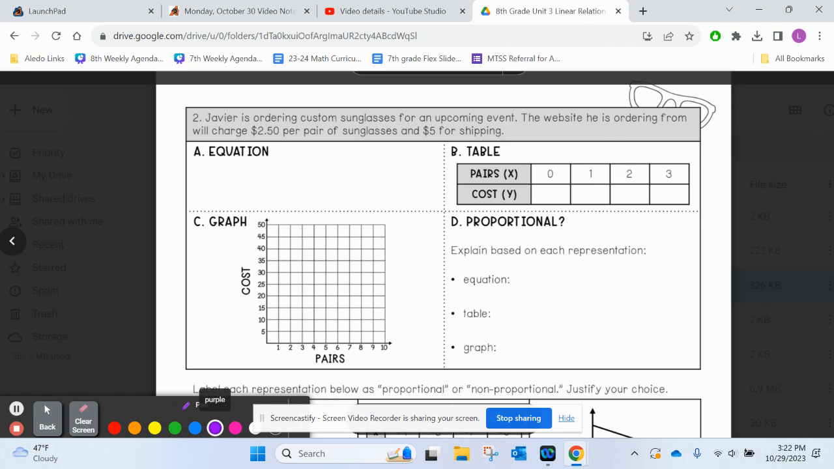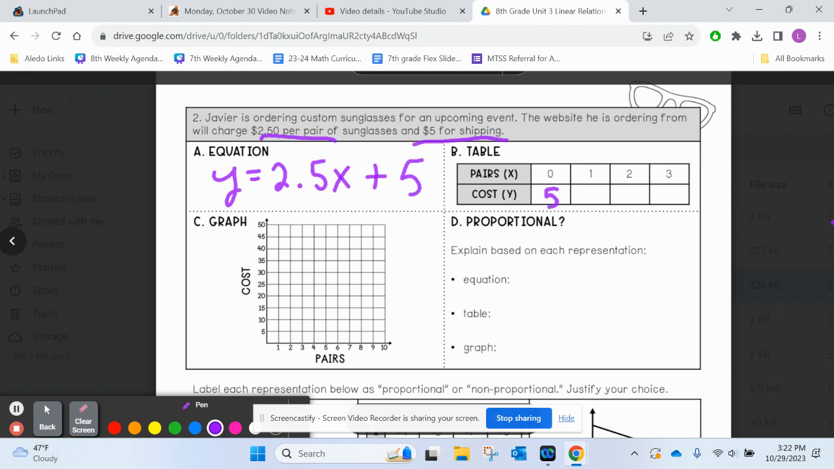Reading about Javier, it says Javier is ordering sunglasses. He is ordering from a website that will charge $2.50 per pair. We know that that is our rate, so 2.5x, and a flat fee of $5 for shipping. So start thinking, is this proportional? If he buys 0 pair of sunglasses, he's going to pay $5 no matter what. If I take 0, plug it in for x, he would pay $5.